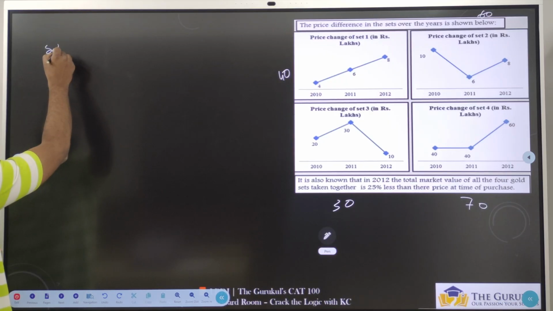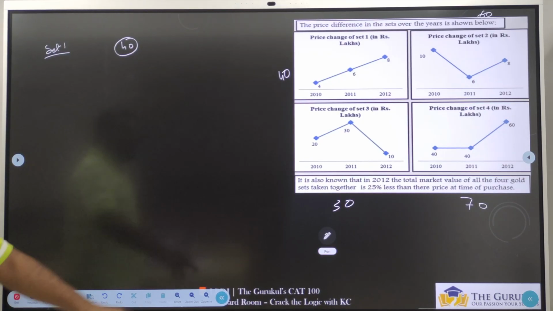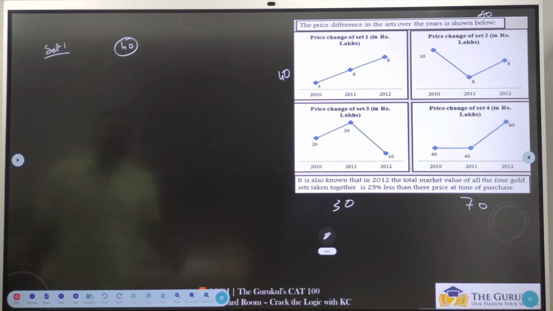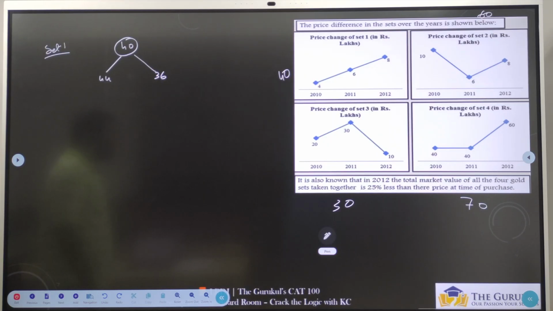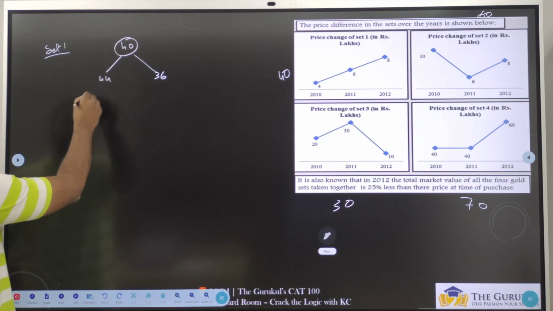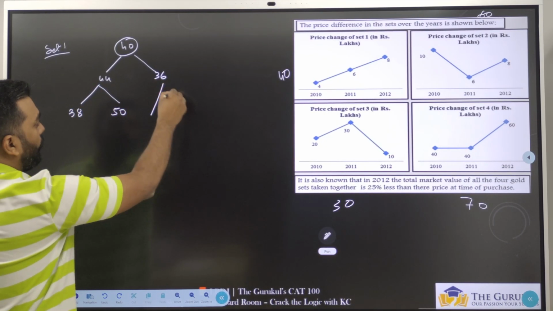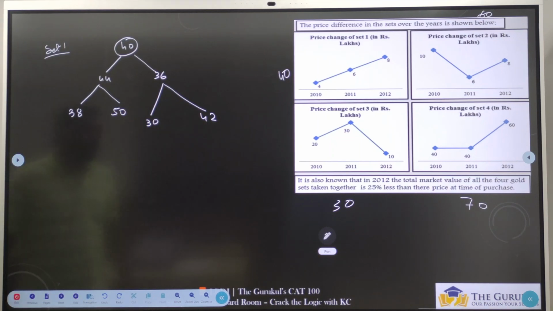So if we talk about set 1, initially it is 40 lakh. In 2010, with respect to the previous year, the difference is 4 lakh, which means it might be 44 or 36. So we can have 44 or we can have 36. Clear? In 2011, with respect to the previous year, the difference is 6 lakh. So 44 can be minus 6, which is 38, or plus 6, which is 50, or 36 minus 6, it can become 30, or plus 6, it can become 42.